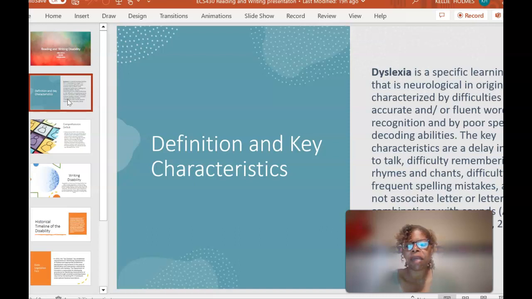The key characteristics are a delay in learning to talk, difficulty remembering nursery rhymes and chants, difficulty writing, frequent spelling mistakes, and does not associate letters or letter combinations with sounds.